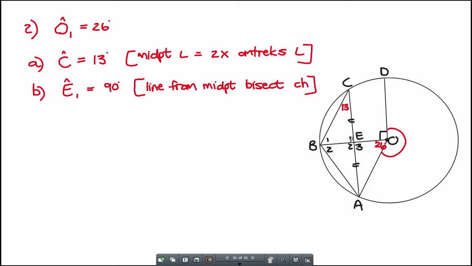Okay, so now I know that's 90 and this is 90. And then I can say B1 will then be 77 degrees.